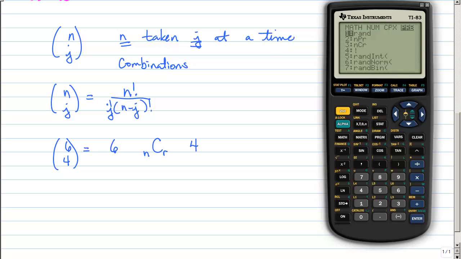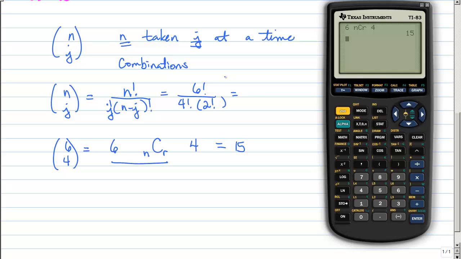The P is for permutations. So we want option 3, so we can just arrow down or just hit 3. And notice now we've matched what's on my paper, and now I hit 4. Enter. So that equals 15. Now of course you could come back up here and say 6 factorial over 4 factorial times 2 factorial, and you would still get 15.